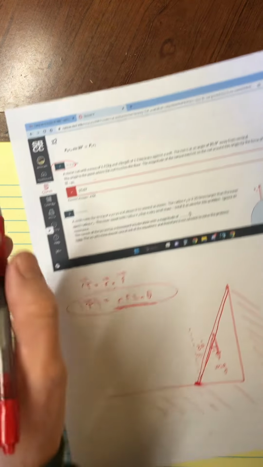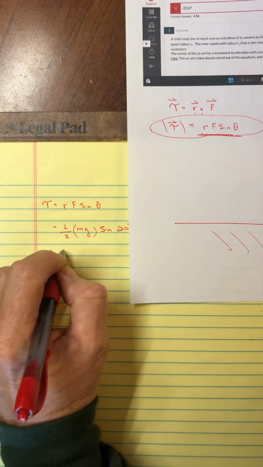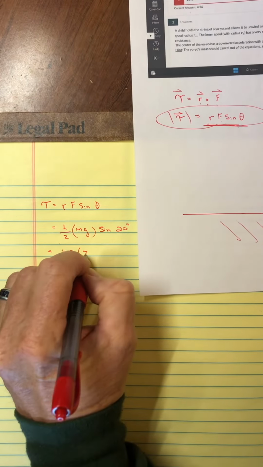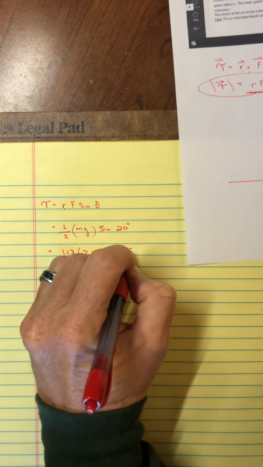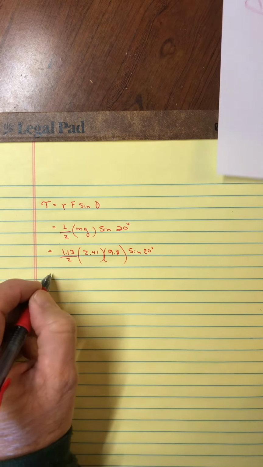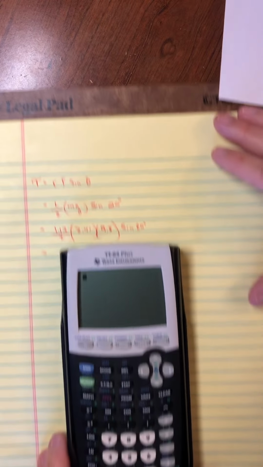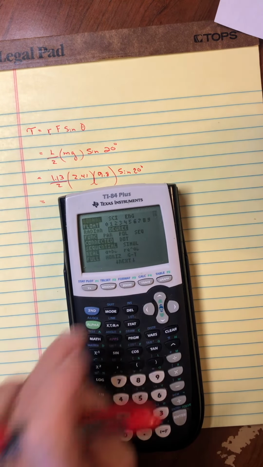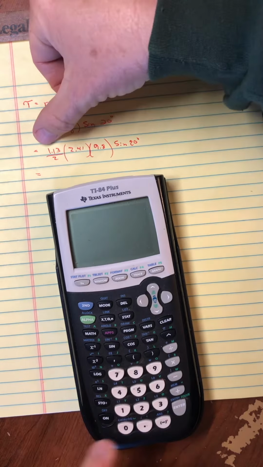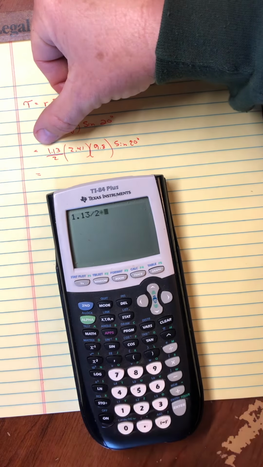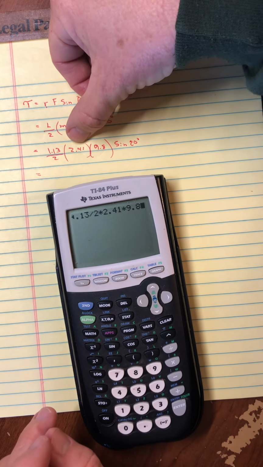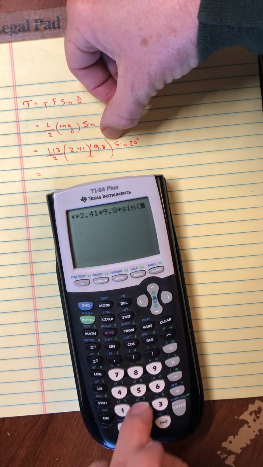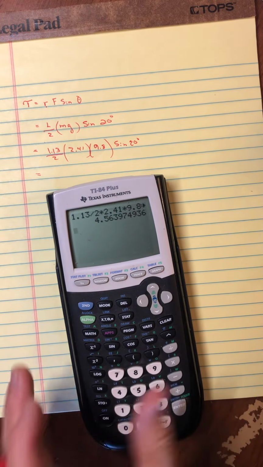So putting in my numbers here, the length is 1.13 divided by 2. The mass is 2.41 times 9.8, then the sine of 20 degrees. So if I get out my calculator here, let me just check that I'm in degrees. Okay, good, I am. I can then go 1.13 divided by 2, then multiplied by 2.41, and then multiplied by 9.8, and then finally the sine of 20 degrees.